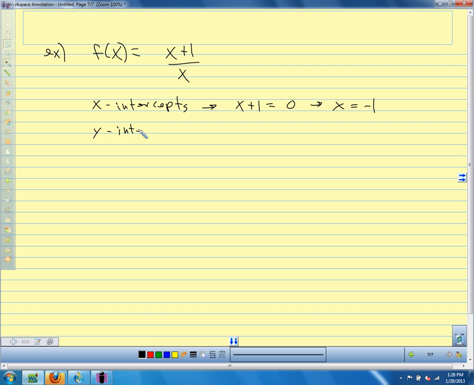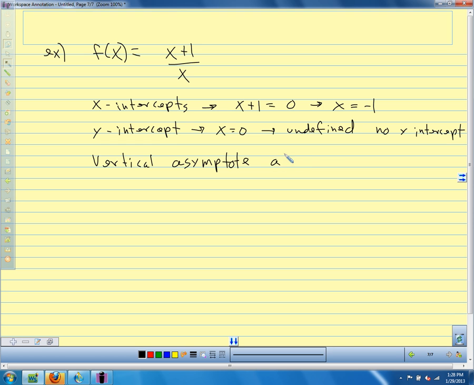Our y-intercept, we plug in x equals 0. What happens when I plug in x equals 0 here? Can I plug in x equals 0? What happens at x equals 0? It's undefined. At x equals 0, I'm dividing by 0. So I have no y-intercept. So my graph isn't going to cross the y-axis. Well, we just decided that the denominator is 0 at x equals 0, so I have a vertical asymptote at x equals 0.